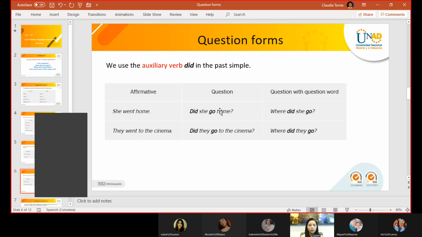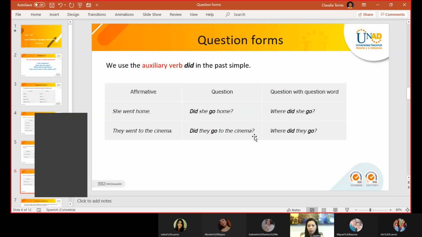So did she go home? And here, as you have an auxiliary verb, you don't change the main verb, which is go, right? So did she go home? Or another question, did they go to the cinema? So again, did at the beginning, they is the subject, go is the verb, and then the complement and question mark.